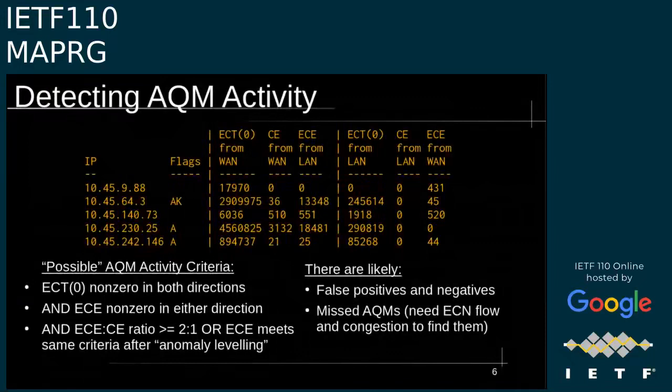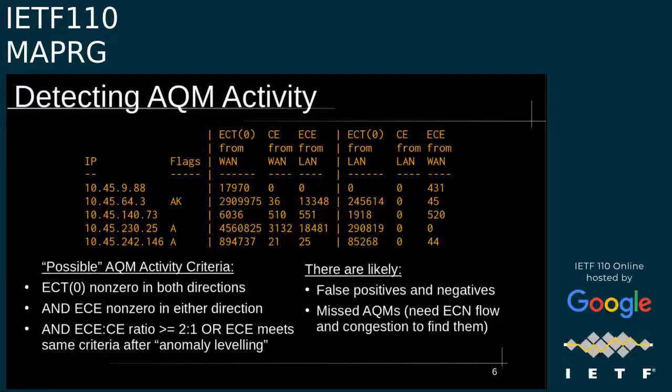Now on to how we detect AQM activity. At a gateway or middle box, ECE is sometimes a more reliable indicator of congestion than CE, because if we have an AQM downstream from the gateway, we won't see any CE marks since they happen after packets have already passed through the gateway. But we'll see the reflected ECE marks in any case, providing the transport headers aren't encrypted. So we mainly look for non-zero ECT(0) in both directions and non-zero CE in either direction.